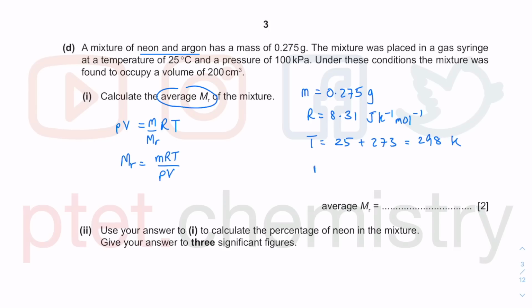Now our pressure is 100 kilopascal. So kilopascal has to be converted to Pascal. So now I have 10 to the 5 Pascal. So it'll be 1 times 10 to the 5, something like that.